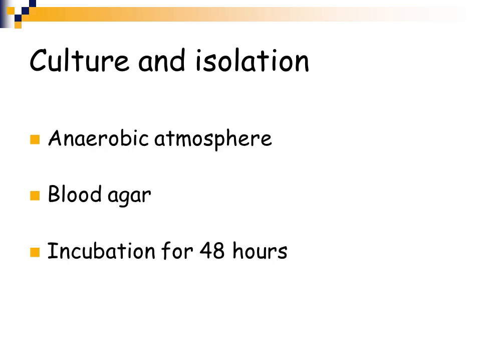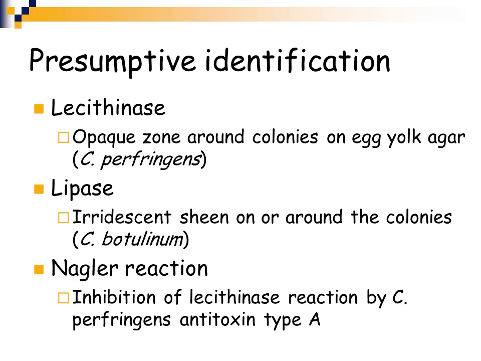Now you always want to culture your anaerobes in an anaerobic atmosphere. You are going to use primary isolation media that contains blood. Commonly it's a Brucella blood agar plate, and you always want to incubate for at least 48 hours before you open up your anaerobic jar and check your plates. You can do some tests for presumptive identification.